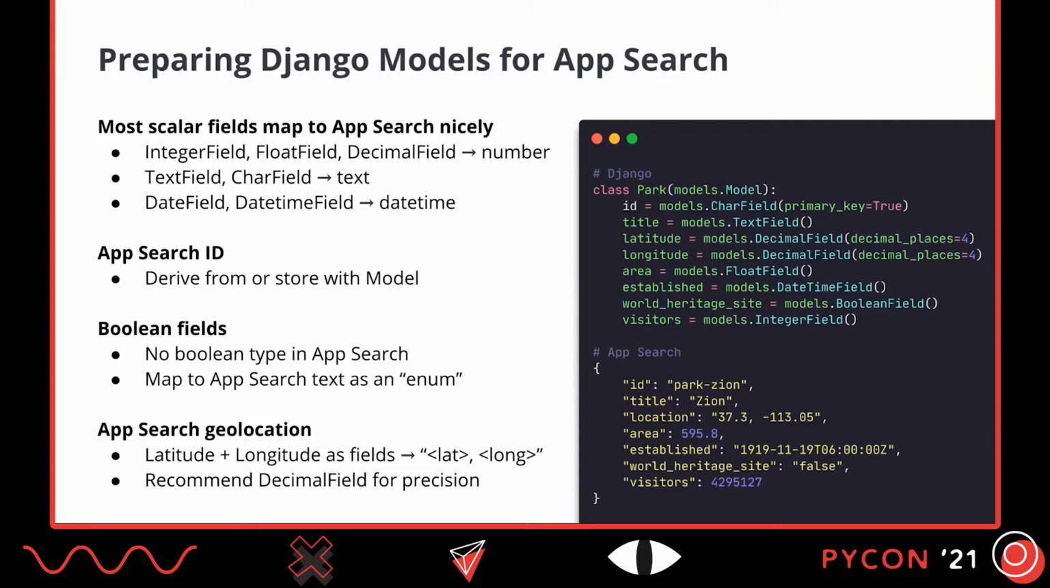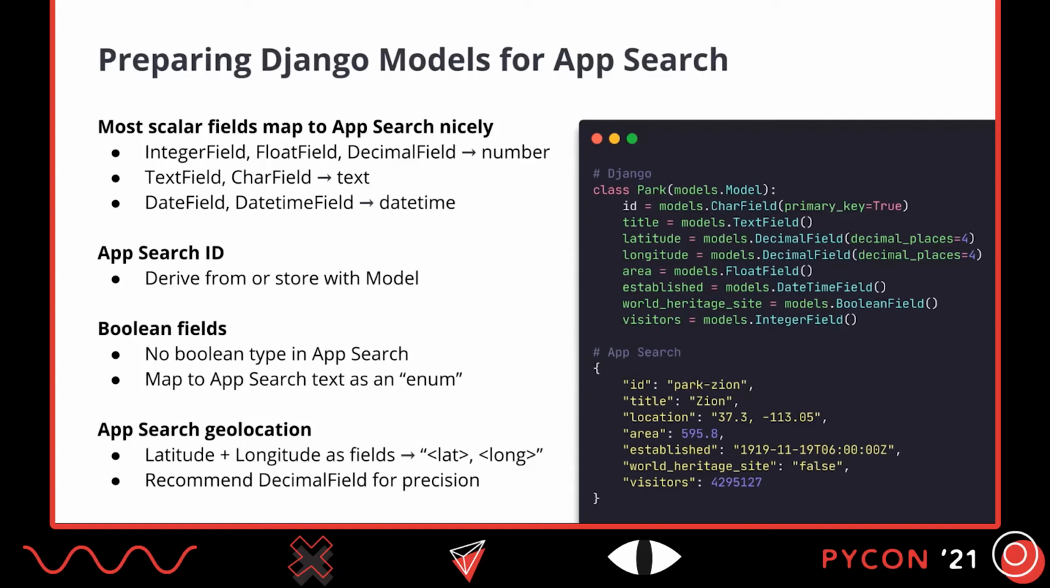For every other field, it must be transformed into either a scalar value, like a string, integer, float, or an array of scalars. The serializer can handle transforming datetime objects into strings in the proper format for you. A couple important things to note are that the document should contain an ID, which can either be derived from the Django model itself, or you should store the ID for AppSearch that gets generated on the Django model.